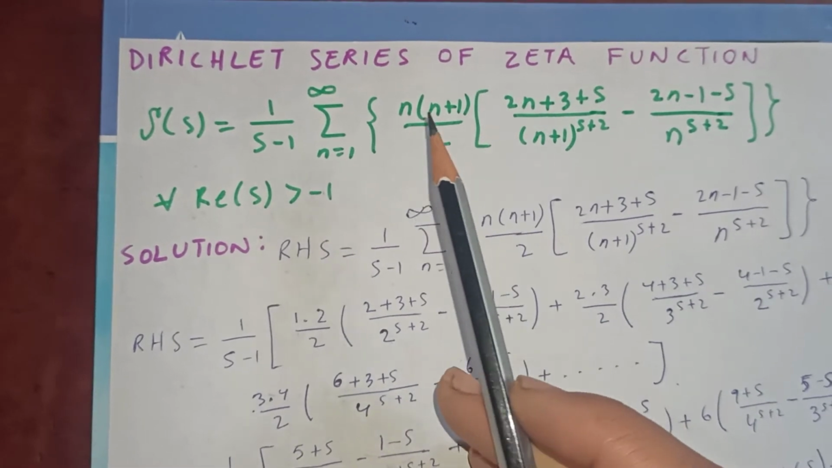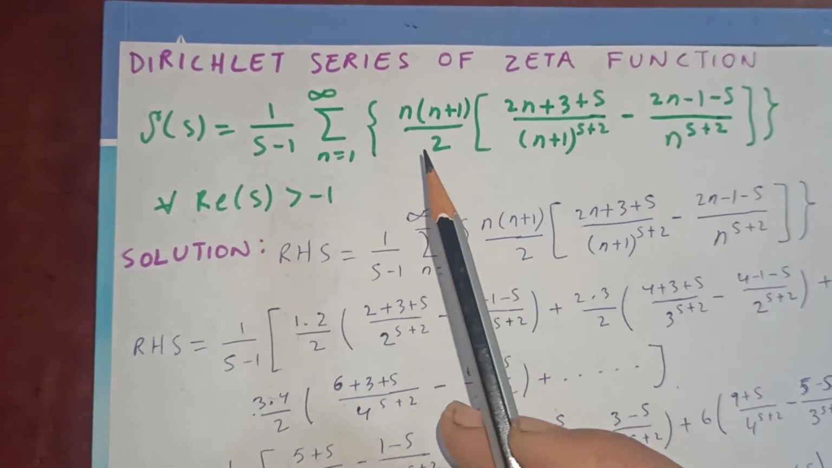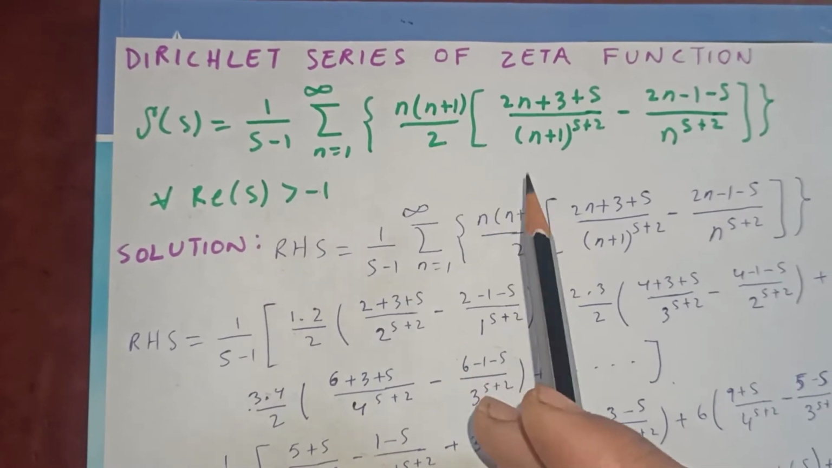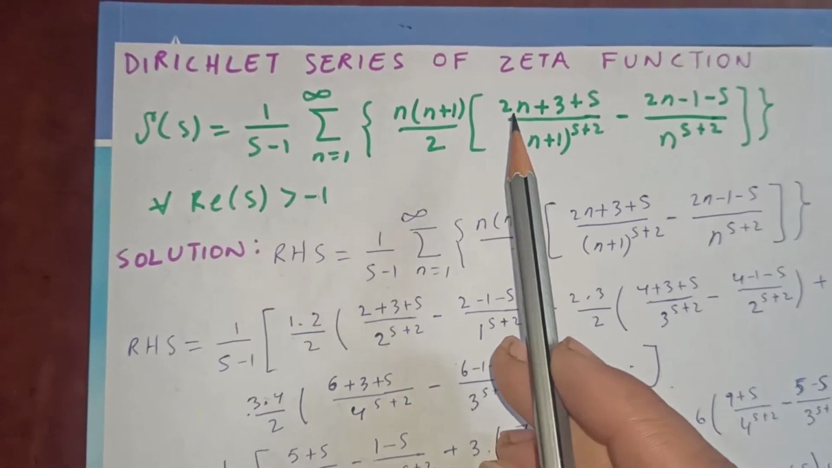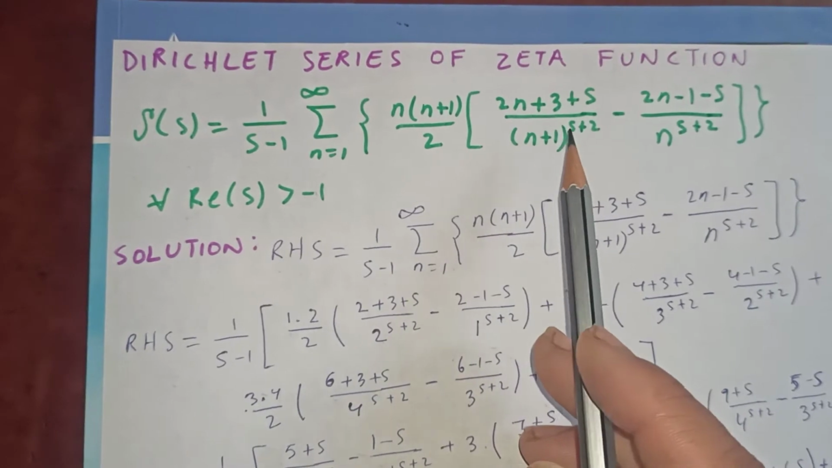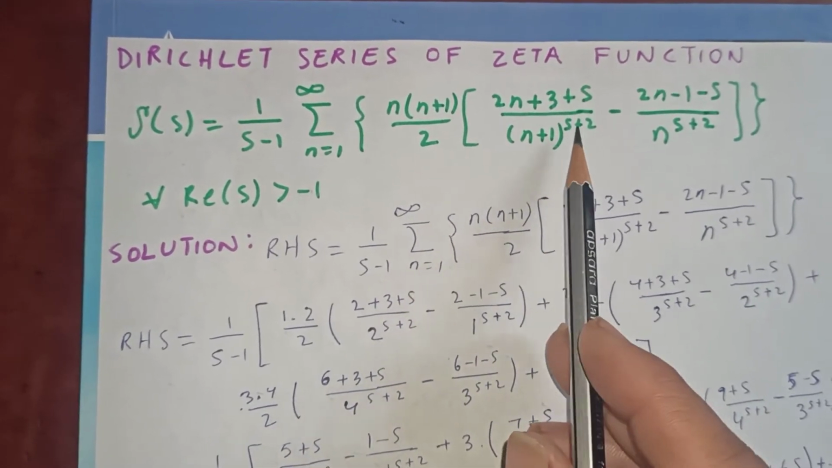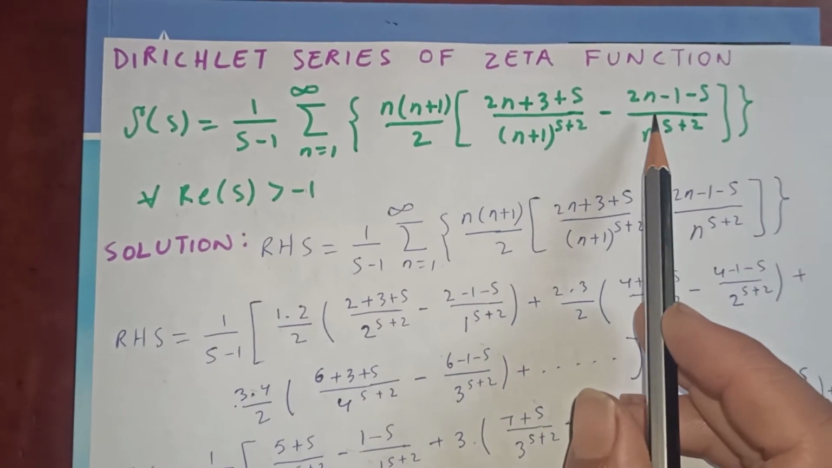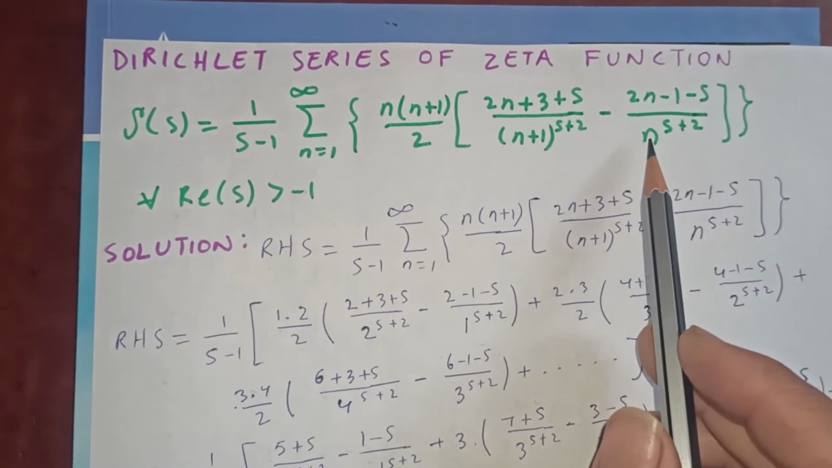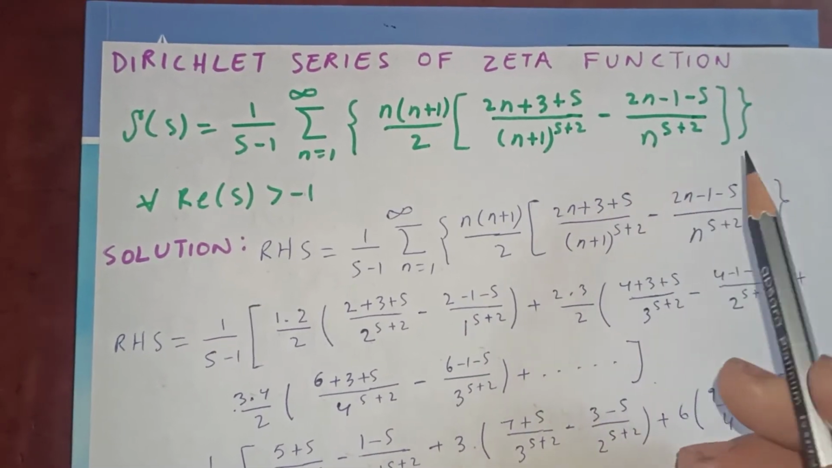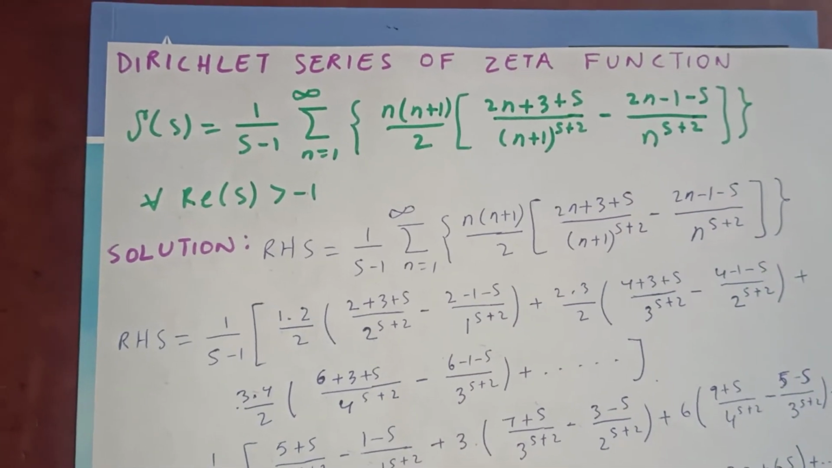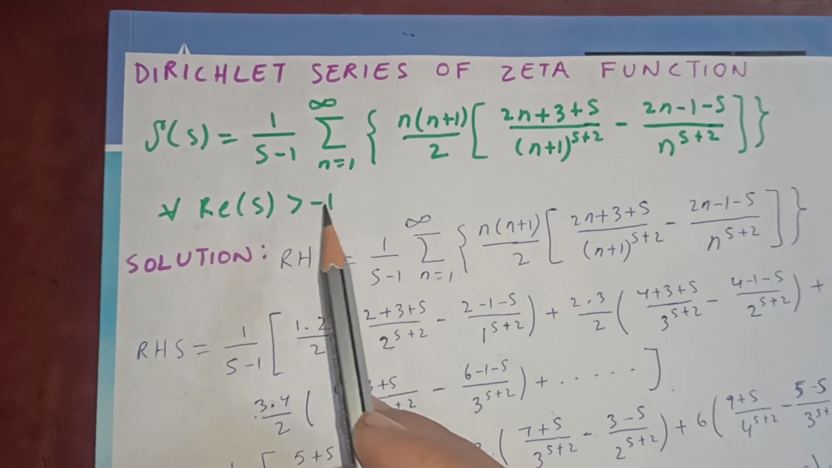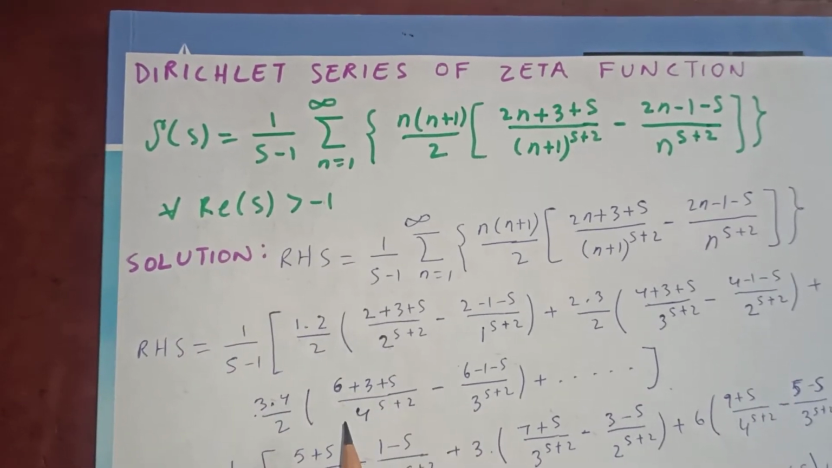This is something like the sum of natural numbers up to n, times 2n plus 3 plus s upon n plus 1 to the s plus 2, minus 2n minus 1 minus s upon n to the s plus 2. This will converge when the real part of s is greater than -1.